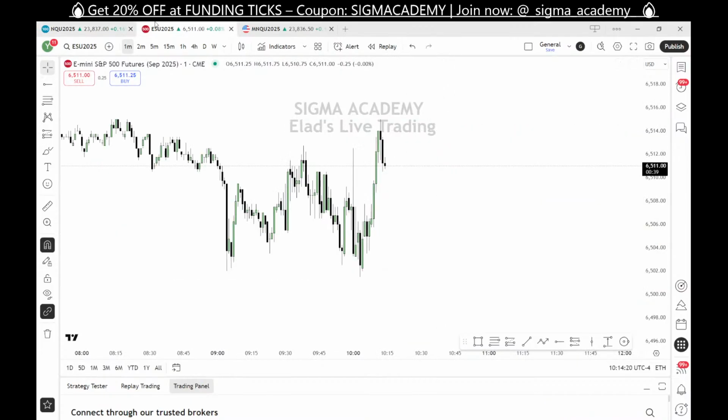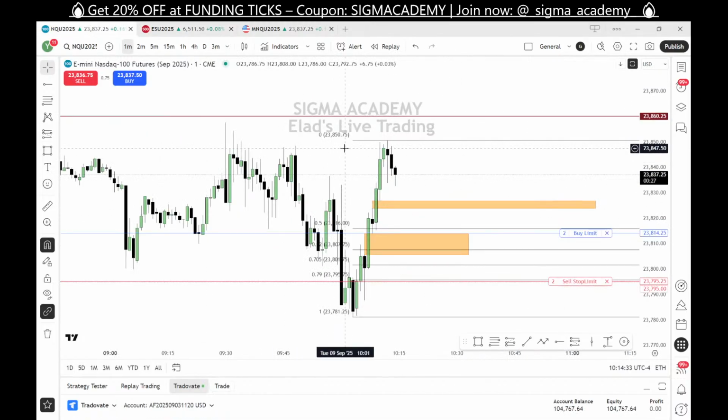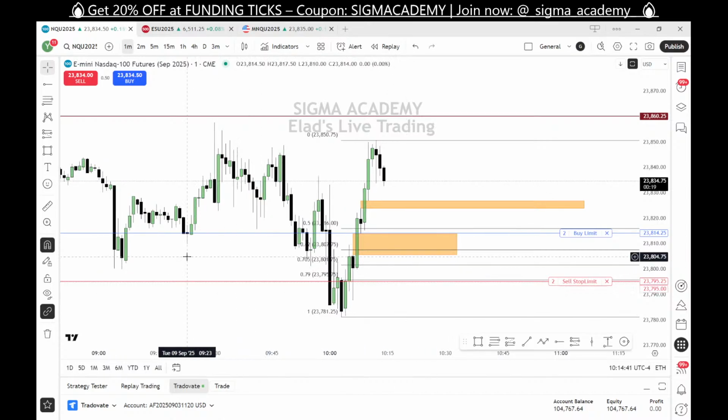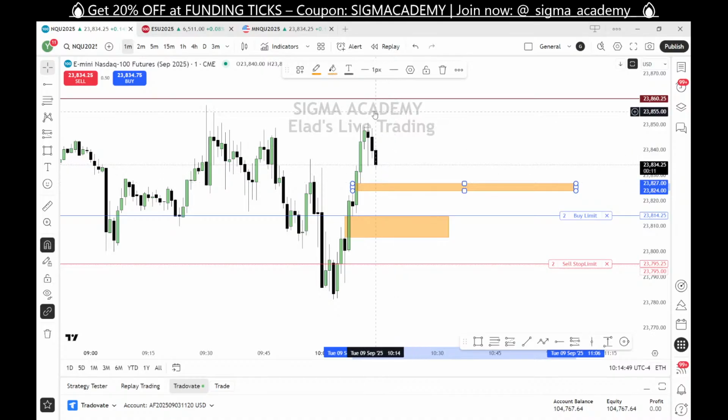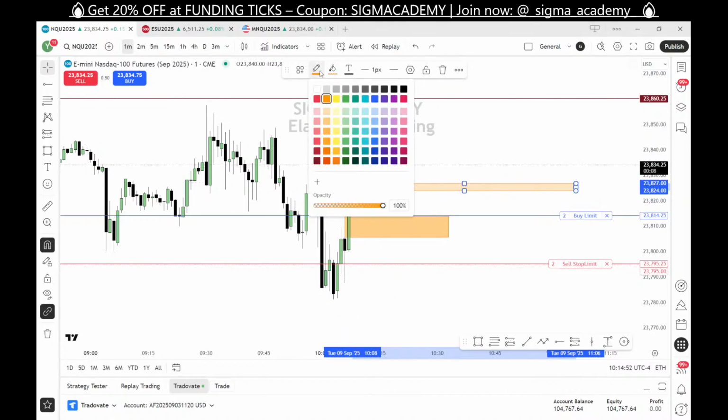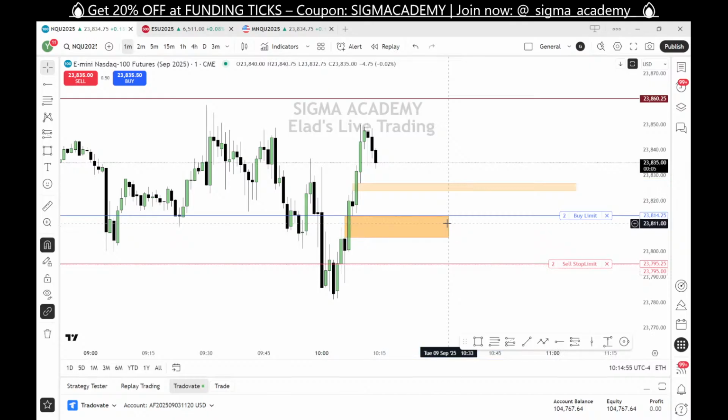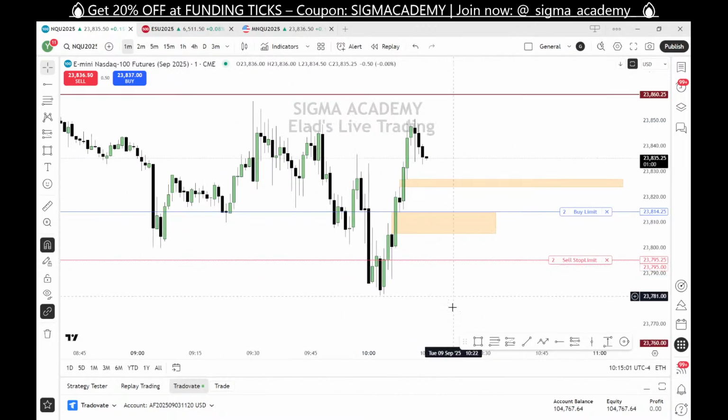Let's see what happens in the ES. Tapped into the first fair value gap. This one is the second. The second, the price will react from this one. Let's see. I think I will wait with the limit order right here and see what happens. A lot of noise in the chart. I don't like it. Let's make those a little bit clearer. This one also. Better.